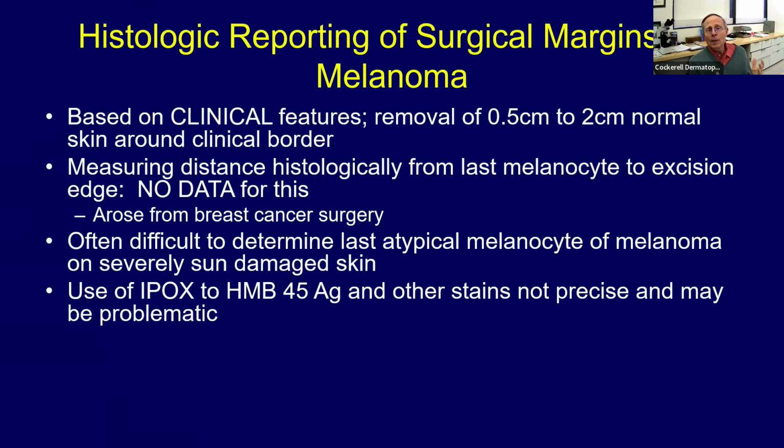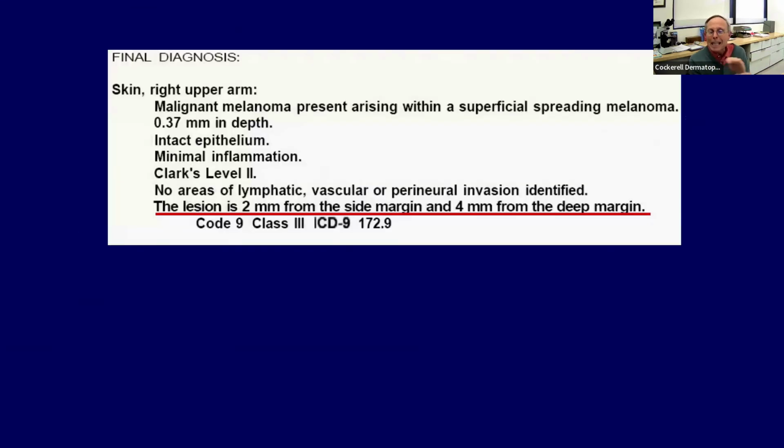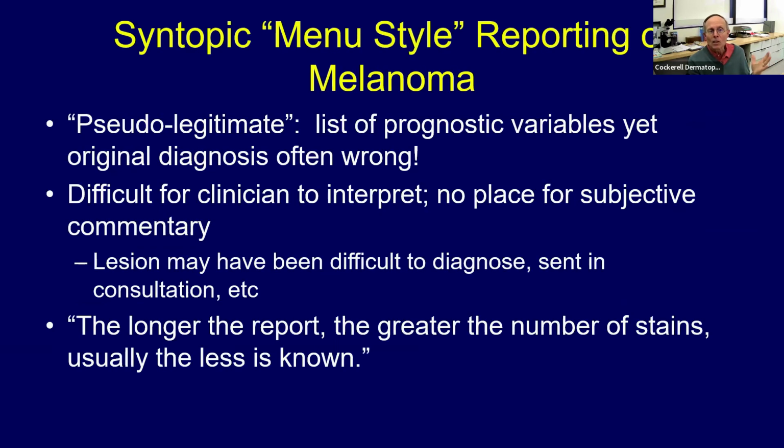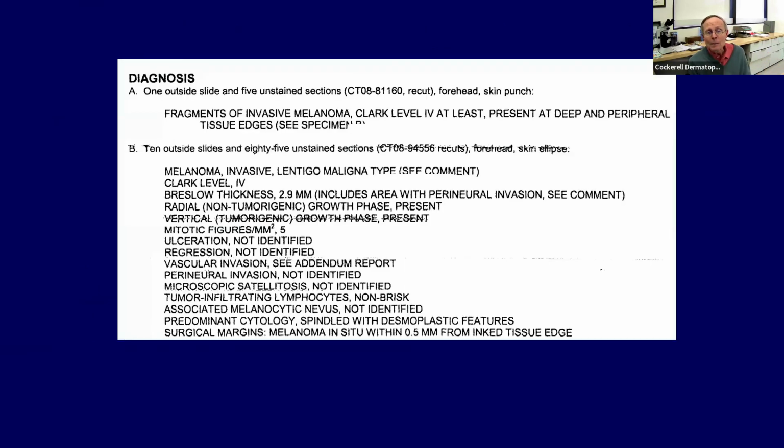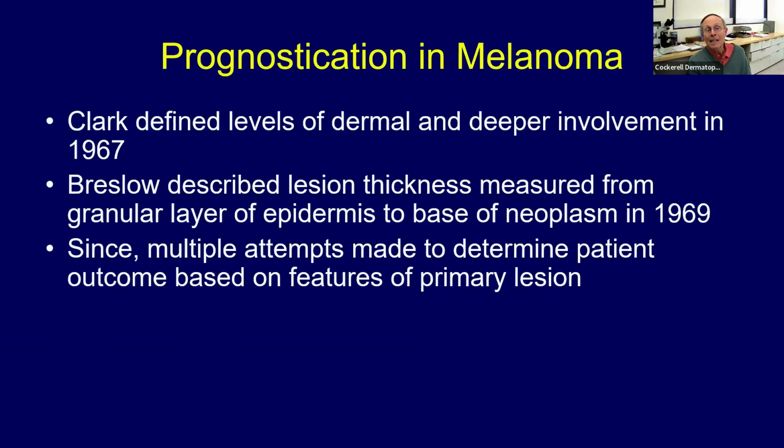So just a couple other things briefly: histologic reporting of surgical margins for melanoma. Just remember that there's no data to suggest that you need to measure a melanoma and talk about how far it goes to the edges. That's really a clinical determination. These synoptic reports, I don't like them because they tend to make things look good for research, but be careful. You want to make sure that you get the diagnosis right. I've seen wrong diagnoses look right because they're synoptically reported.